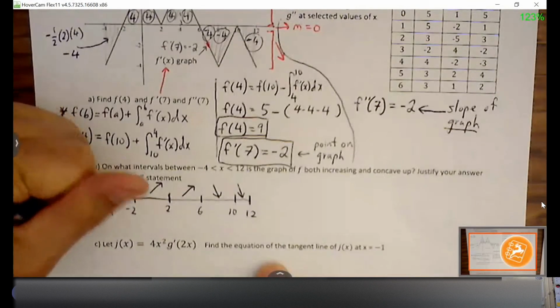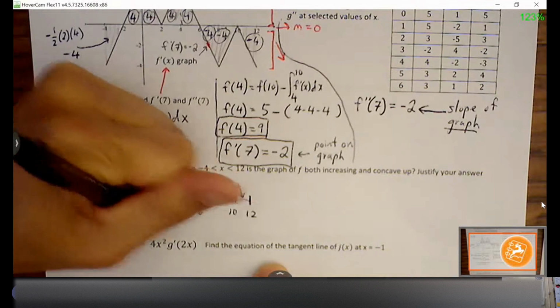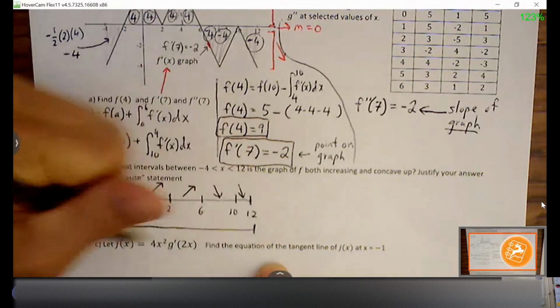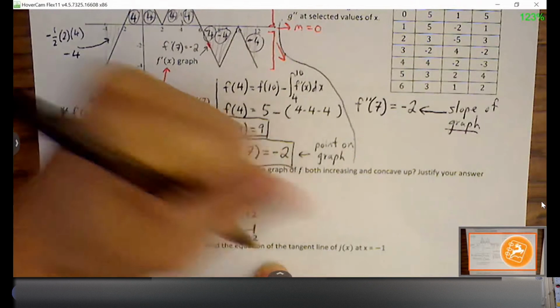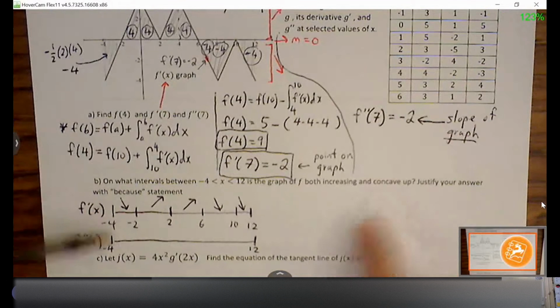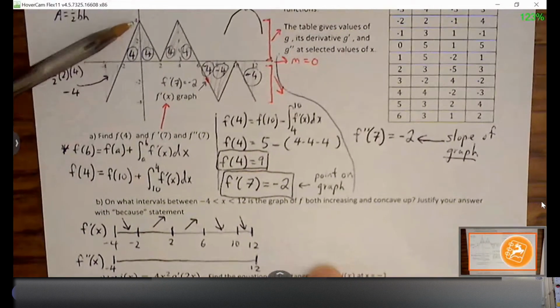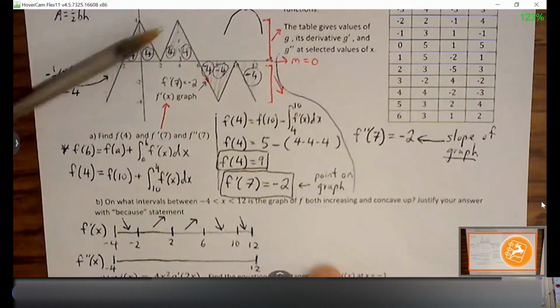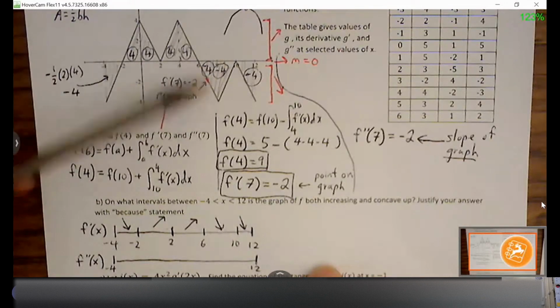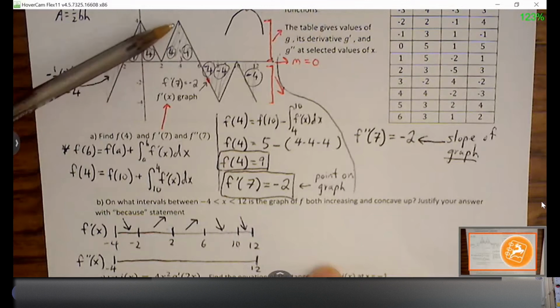Okay, moving on to f double prime, we also want to gather information about concavity. So I'll create a second sign line, but I want to line it up so I can see everything clearly. Now I want to pick out the points of inflection because points of inflection will be the critical points for my f double prime sign line. So now I'm going to pick off the peaks and valleys of the graph. Any place where there's a relative max or relative min is going to be a point of inflection of the original graph. So I have 0, 2, 4, 8, and 10.